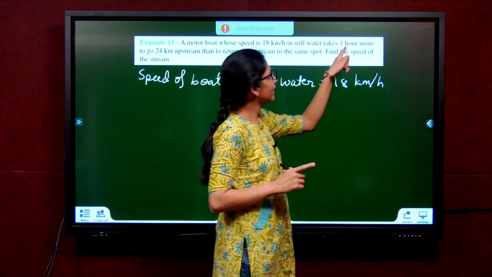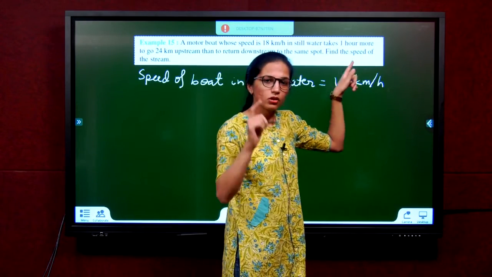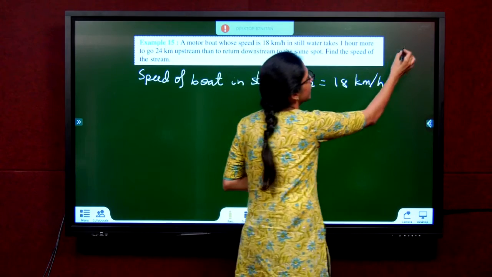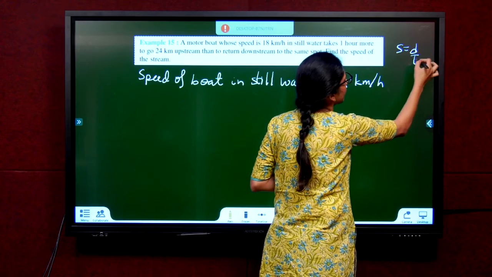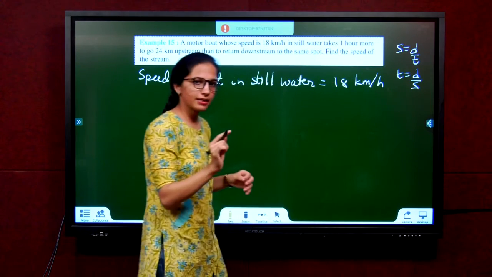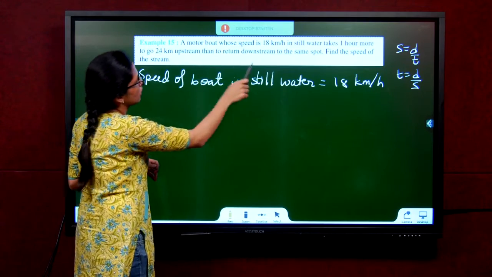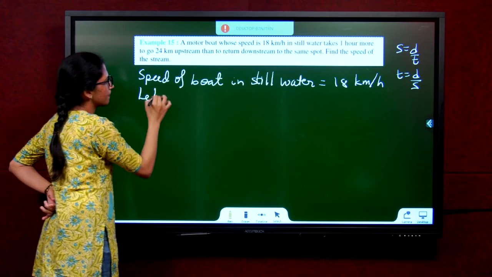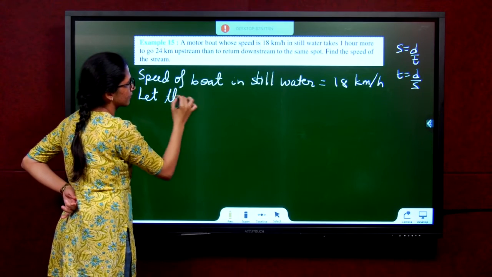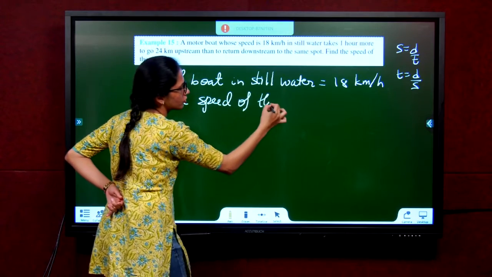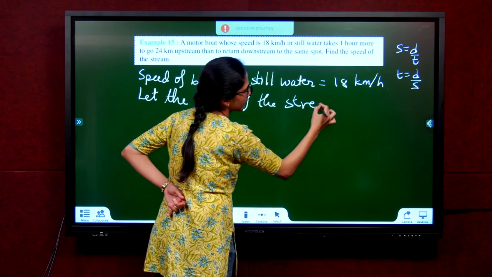Please observe, they are talking about the time. So your equation will be related to time only. Speed is equal to distance by time. What is time? Distance by speed. Step by step, we will go. Find the speed of the stream. So first, let the speed of the stream be x kilometer per hour.